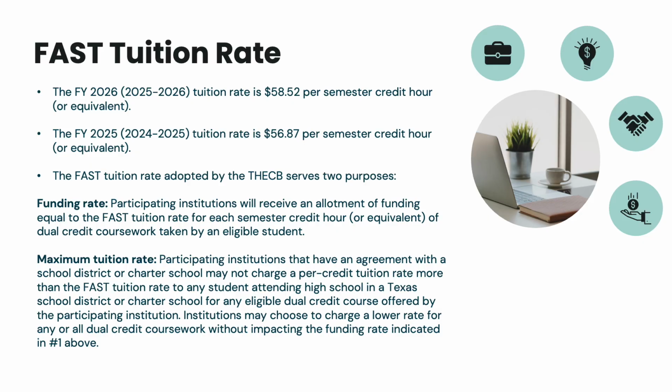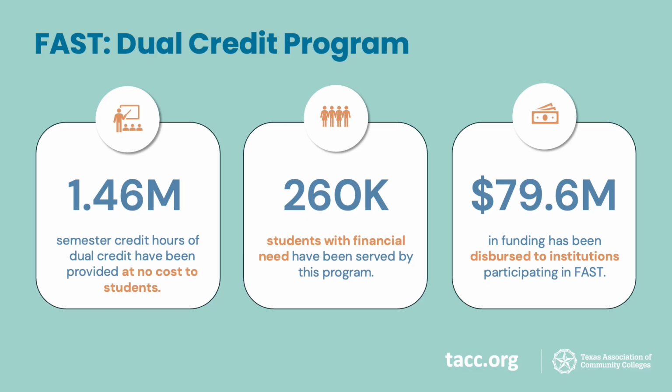Again, just taking some information that TAC had shared with us, 1.46 million semester credit hours of dual credit have been provided at no cost to students. 260,000 students with financial aid have been served, and close to $80 million in funding has been dispersed to institutions participating in FAST. So I definitely think it's been an overwhelming success for the program.